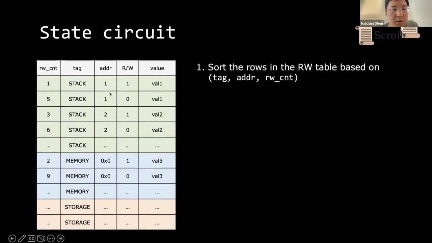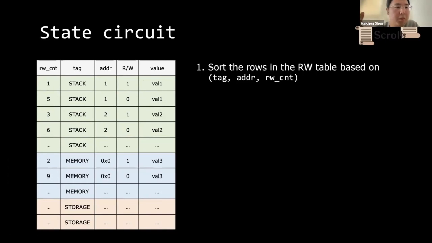And the second thing you want to sort is the address. And then the third thing is sorting by the RW counter here. That means you can prove that the value you read is the same as the previous write value. When you sort those rows, it just helps you prove this read-after-write property from those other lookup tables.